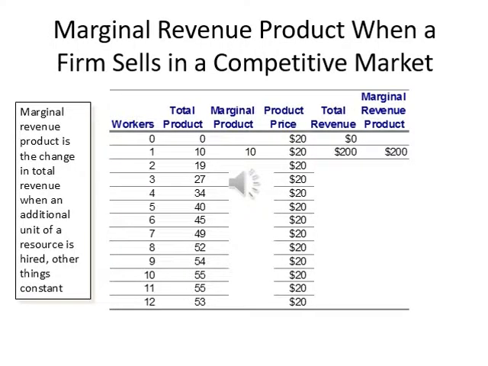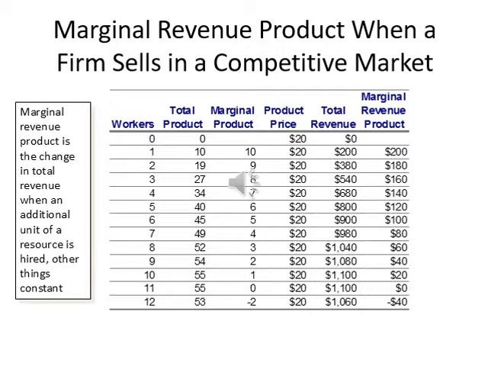Marginal revenue product is the change in total revenue when an additional unit of a resource is hired, other things constant. Fill in the table for marginal revenue product when a firm sells in a competitive market. Marginal revenue product when a firm sells in a competitive market, continued.